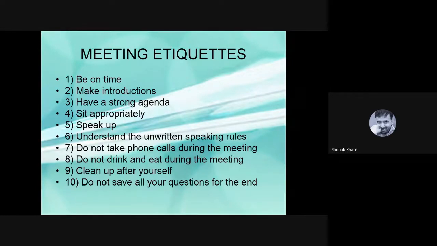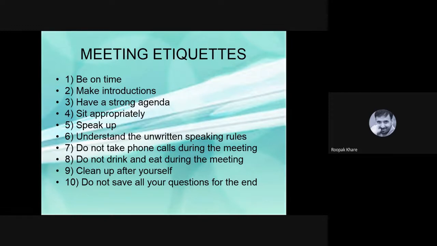Have a strong agenda. Your agenda should be clear in a meeting. Why are we meeting? Why is everybody spending their time? What is the target that you want to achieve? That's what is called the agenda for a meeting. Sit appropriately, nicely. Your back should be straight. Your legs should be nicely folded. All that has to be done.